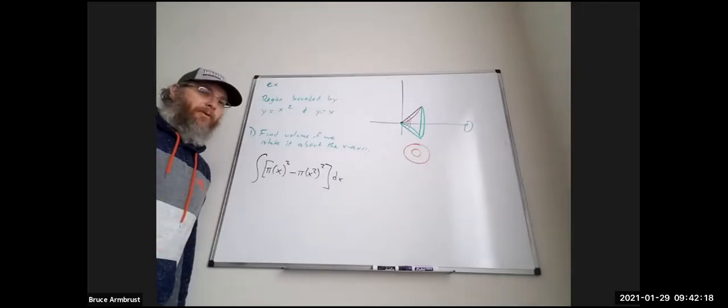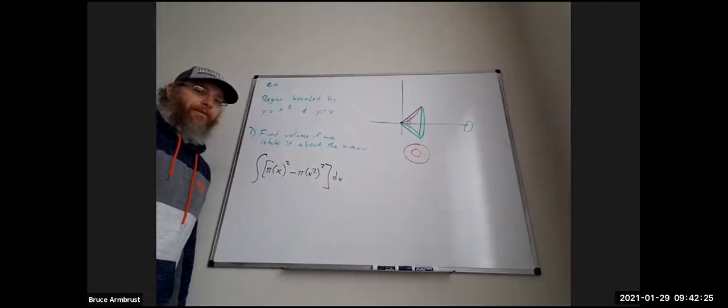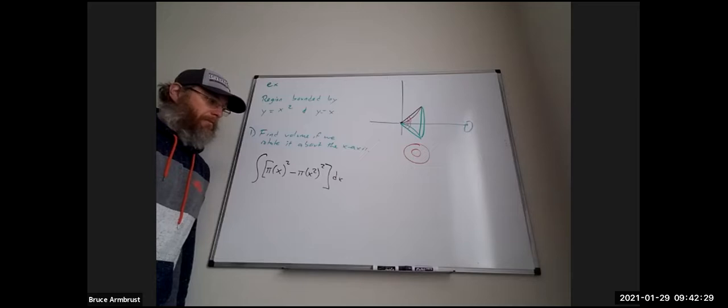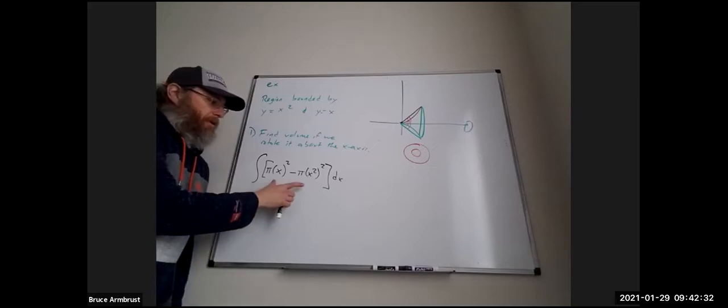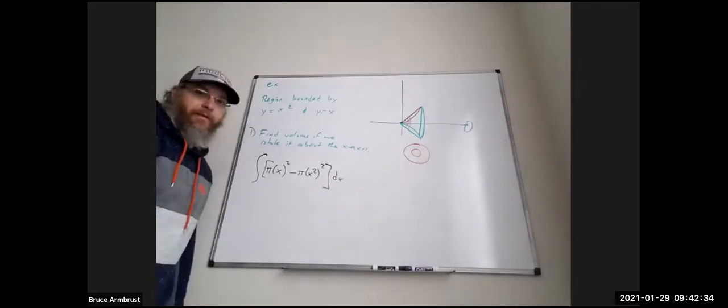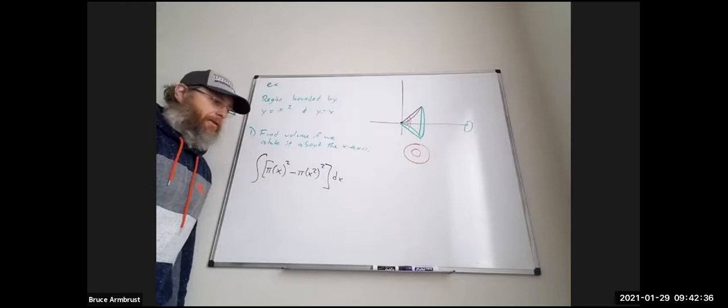Your differential always matches the axis. So if you're going around the x-axis, you're doing dx. If you're going around the y-axis, it's dy. So here's our cross-sectional area times our thickness. The same every time, cross-sectional area times thickness.